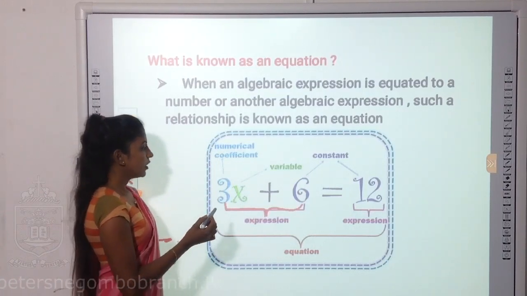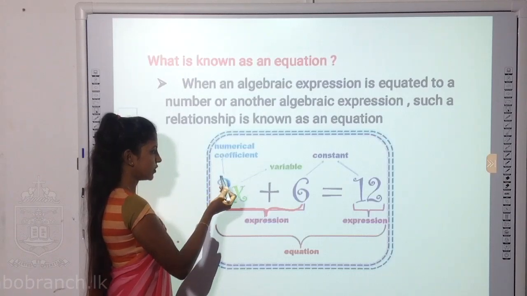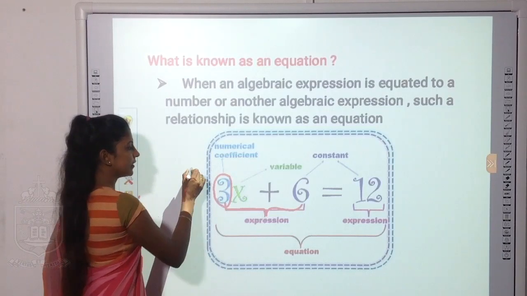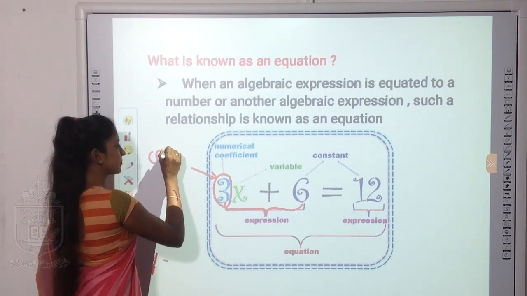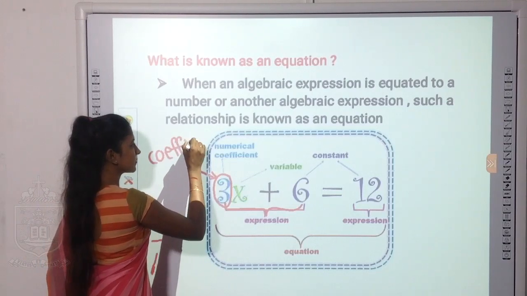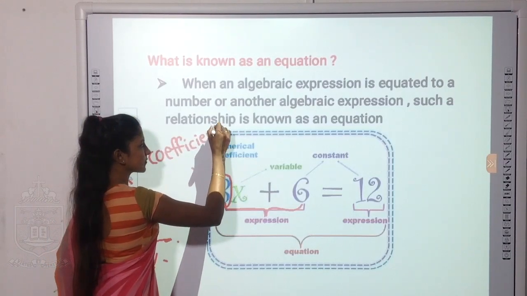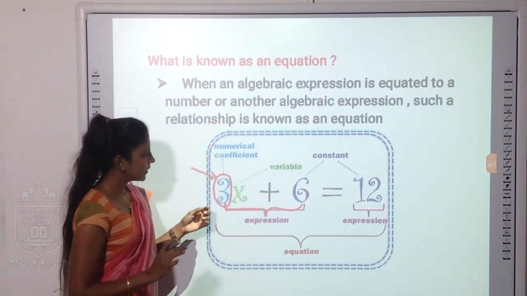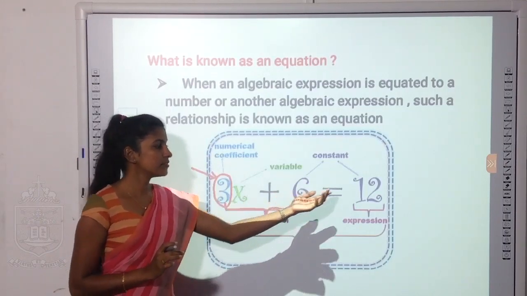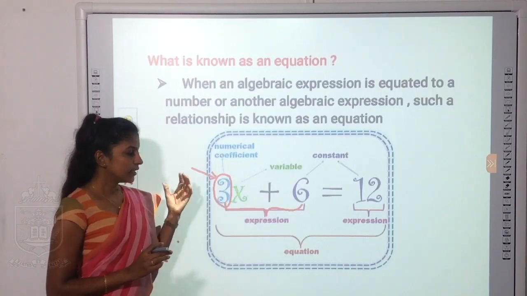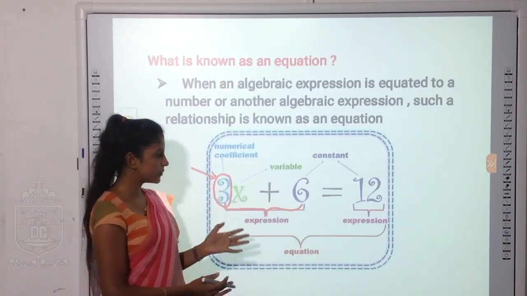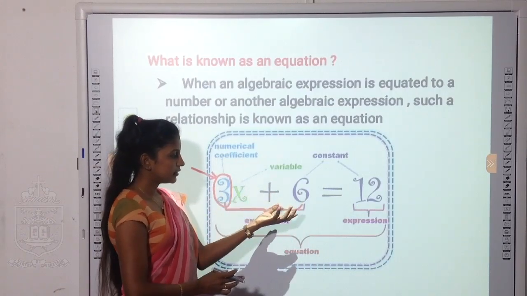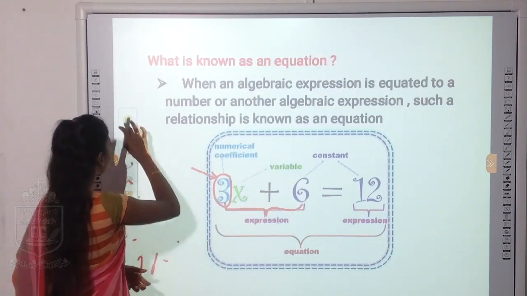Okay, so what you have to remember here is, this is what we call a coefficient. This is the coefficient, and then you have the variable and the constants, numerical constants, and in here, left side of the equation you have two terms. So 3x is the first term, 6 is the second term, right? The terms are added, okay?